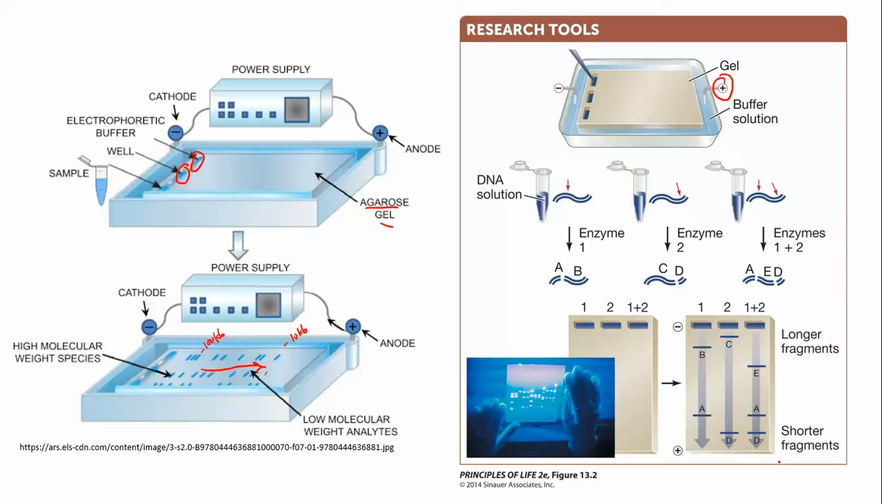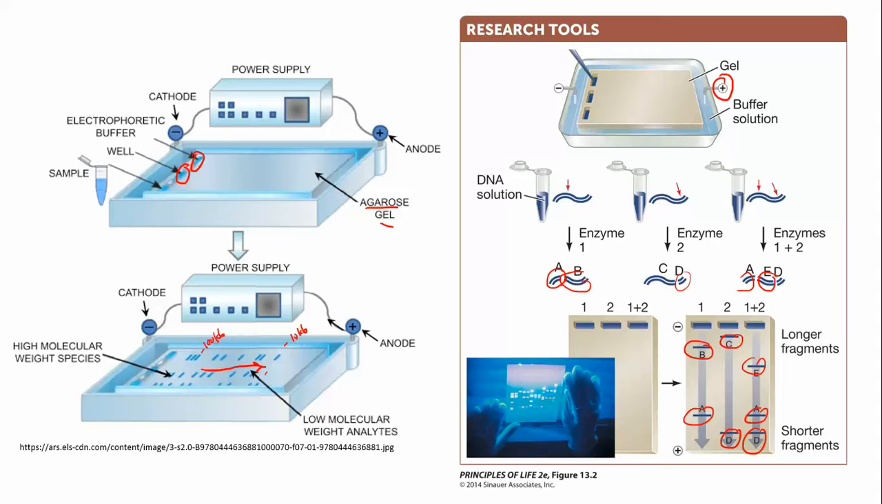And if you look, the shorter fragments, because D is pretty small, are going to travel the farthest. The next shortest fragment, which is A, will be next. Then you're going to have the next shortest fragment, which is E. The next shortest fragment, which is B, and then finally the longest fragment is furthest back, which is C. So you see these characteristic patterns of bands.